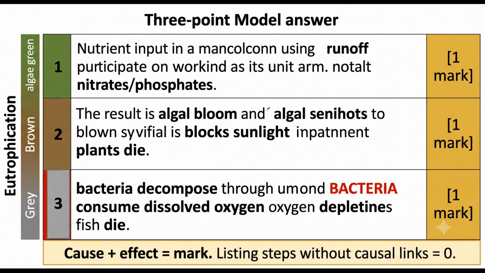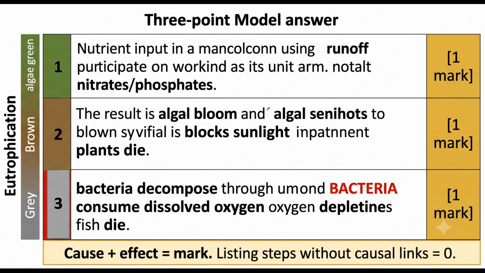Welcome back. Let's go through the 3-mark model answer. Look at the 3 points on screen. Point 1. Nutrients enter, 1 mark. When farmers apply fertilizers, rainfall washes excess nitrates and phosphates off the fields as surface runoff into nearby rivers and lakes. The key words, fertilizers, rainfall, runoff, nitrates and phosphates, rivers and lakes, all linked causally, 1 mark.